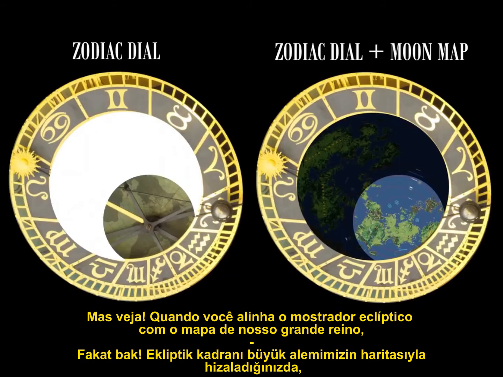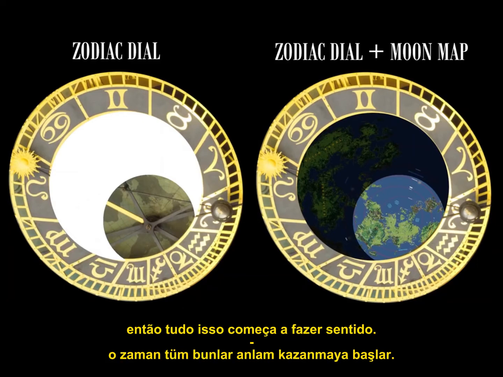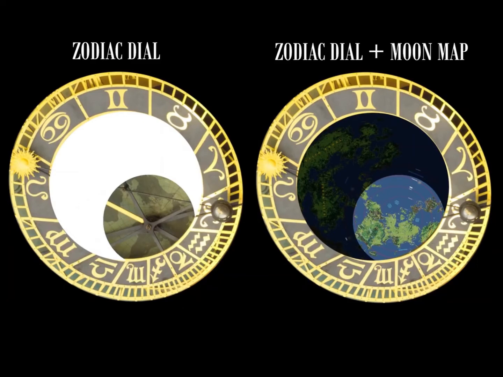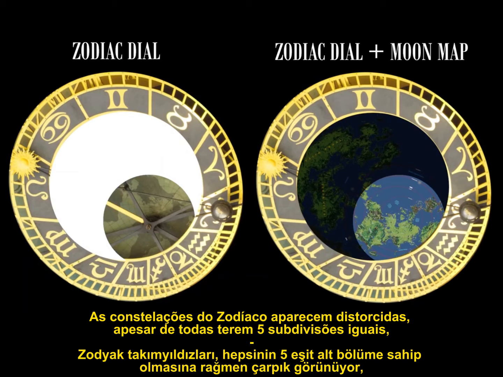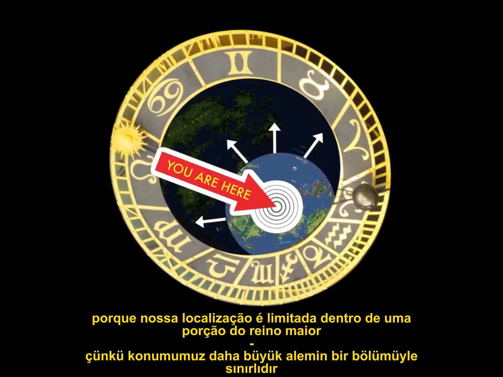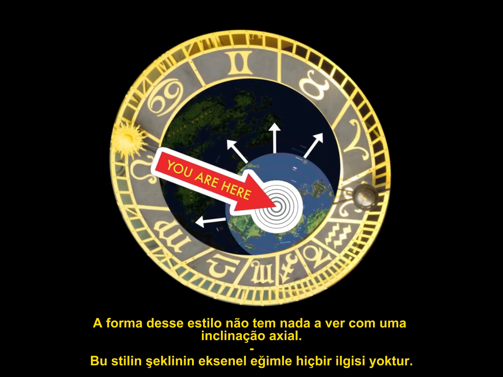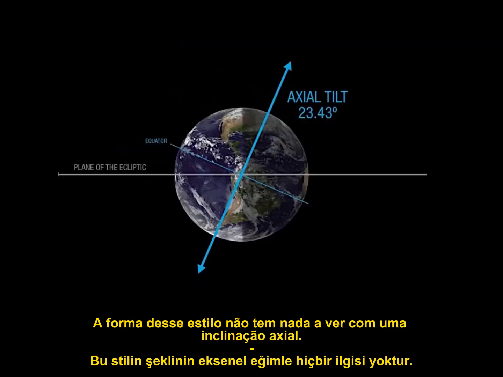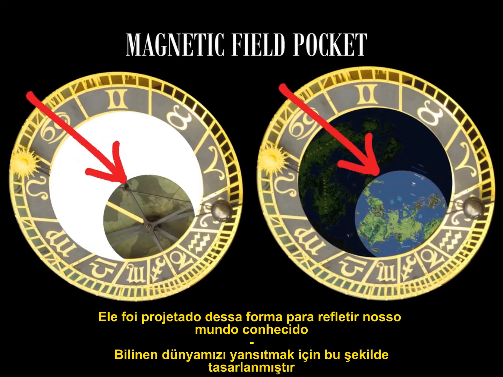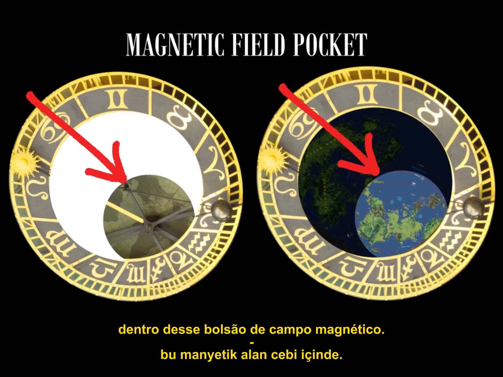But look, when you align the ecliptic dial with the map of our greater realm, then this all starts to make sense. The zodiac constellations appear distorted, despite all having 5 equal subsections, because our location is limited within a portion of the greater realm, and this governs our observational perspective of the stars. The shape of this dial has nothing to do with an axial tilt. It is designed this way to reflect our known world within this magnetic field pocket.